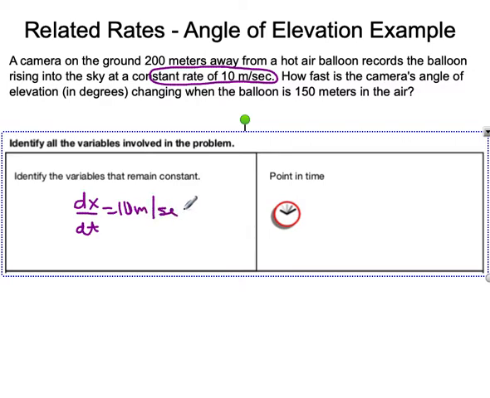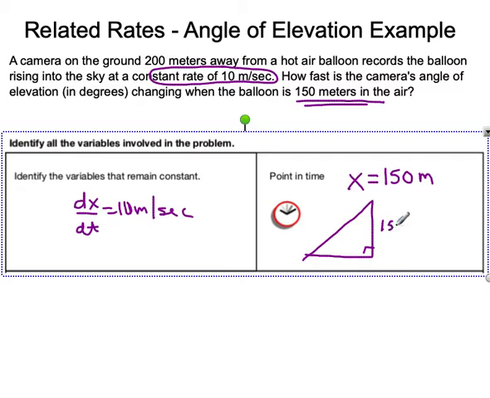Okay, and it's also important to ask, what point in time are we talking about in this? We are talking about when it's 150 meters in the air. So when x is equal to 150 meters is what we're looking at. Now I'm also going to take an opportunity at this point, because if we go back to our right triangle, we did know that this length is 150 and that this length is 200. We said we didn't know what y is, but we can find that using the Pythagorean theorem.